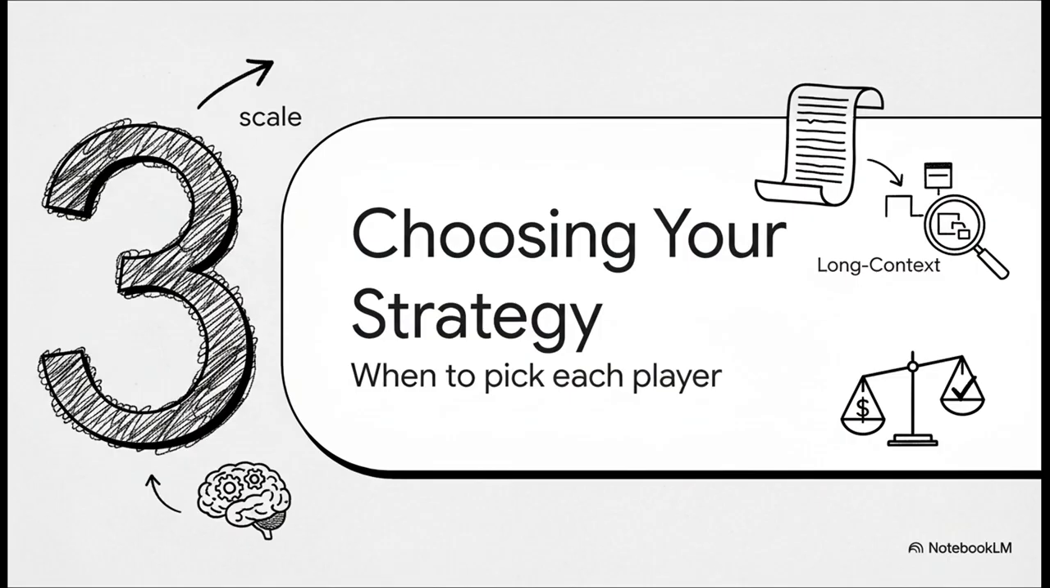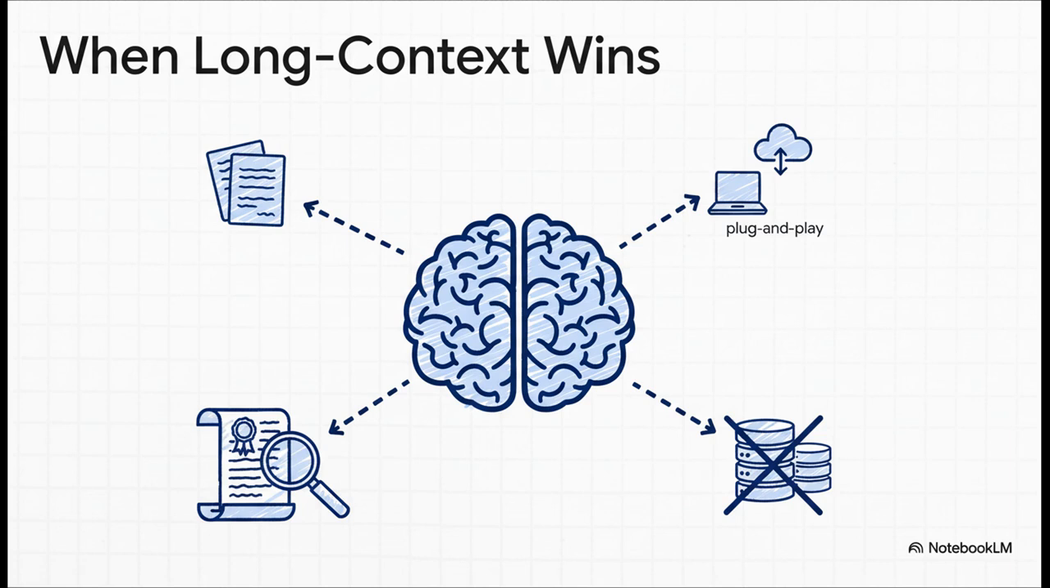You wouldn't use a sledgehammer to hang a picture frame. So where does long context win? It's perfect when you're dealing with just a few documents and they don't change very often. Think about analyzing a really complex legal contract. You can't just look at one clause in isolation, right? You need the AI to see the entire document at once to understand how everything connects.